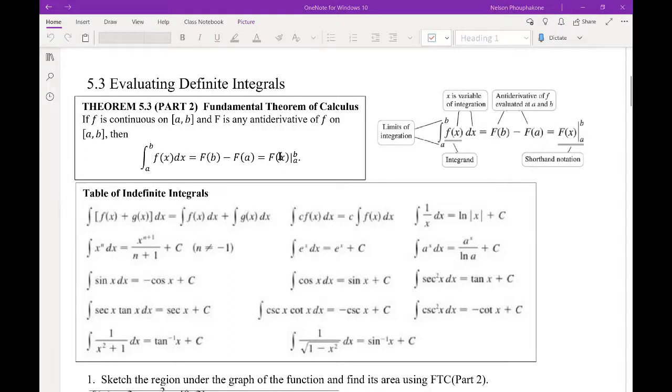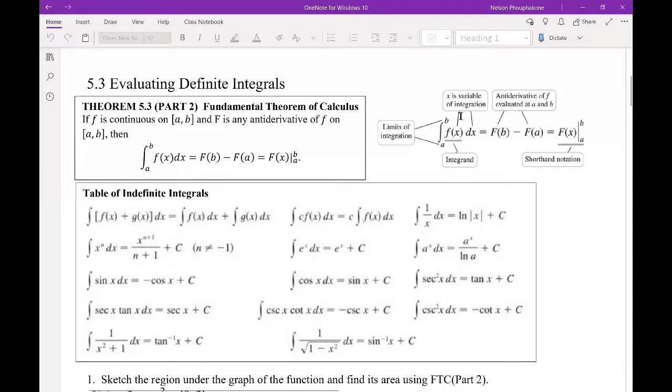That means this is another notation. This theorem right here tells us that if we know an antiderivative, capital F of f, then we can evaluate the definite integral simply by subtracting the values of capital F at the endpoints of the integral from a to b. This is a really powerful concept.